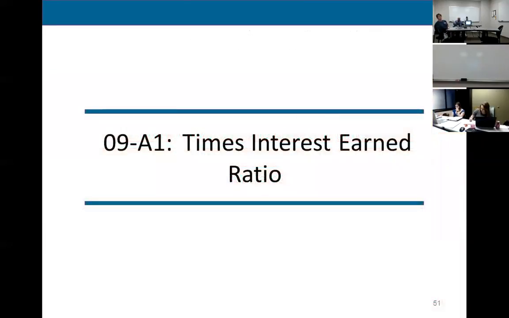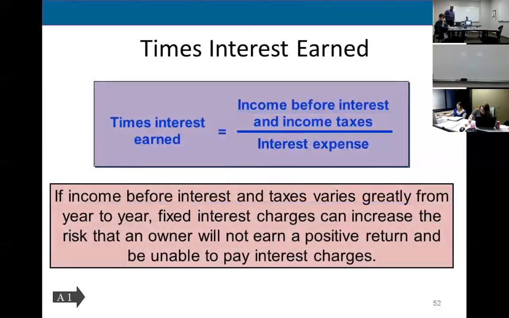Okay, the last thing I will show here. I take that back. No, this is the last thing I will show. The times interest earned ratio. Okay, to calculate times interest earned, I'm going to take income before interest and income taxes and divide it by interest expense.